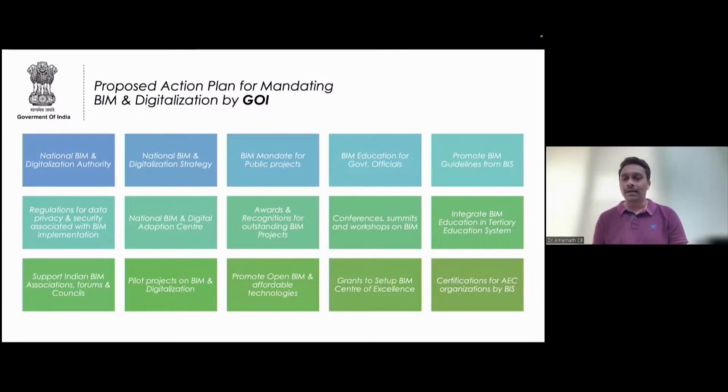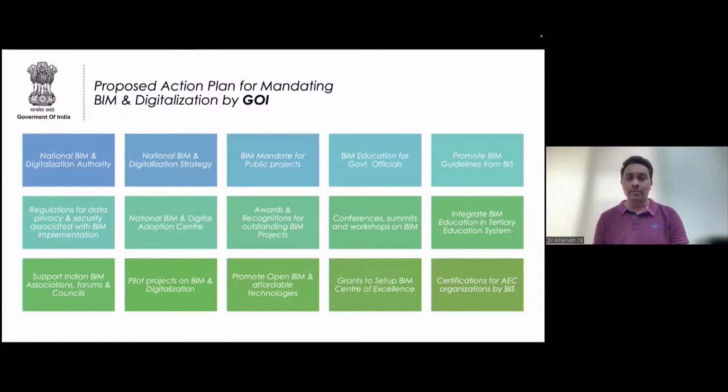And then integrate BIM in the tertiary education system for architecture and engineering disciplines, driving it into the curriculum through the AICTE and other universities, and setting up the BIM curriculums and so on. And then support Indian BIM associations and forums and councils in driving that ecosystem, which they are already doing independently. But a further fuel through NITI and the government would really help drive it further.